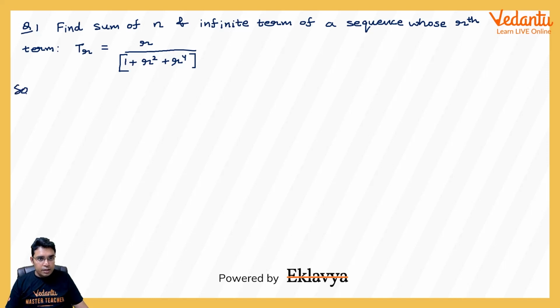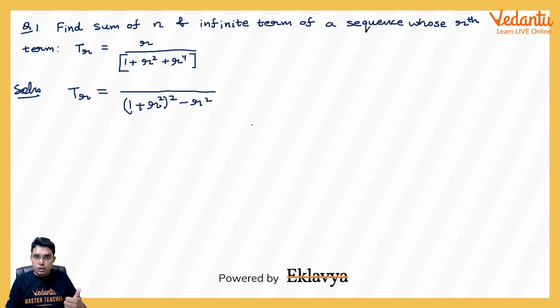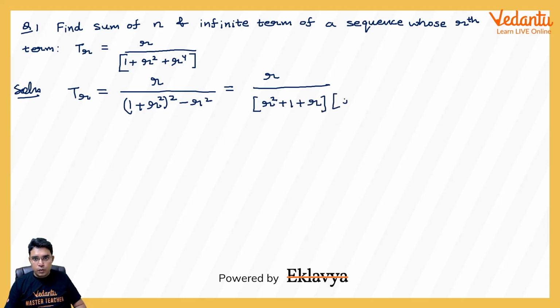Here you are given the rth term as r upon 1 plus r square plus r power 4. I think you all know how to factorize the denominator. We can write the denominator as 1 plus r square whole square minus r square. I have added r square, so it becomes a perfect square, and I subtracted r square also. So here it will become r upon, please check, r square plus 1 plus r as the first factor, and r square plus 1 minus r as the other factor.